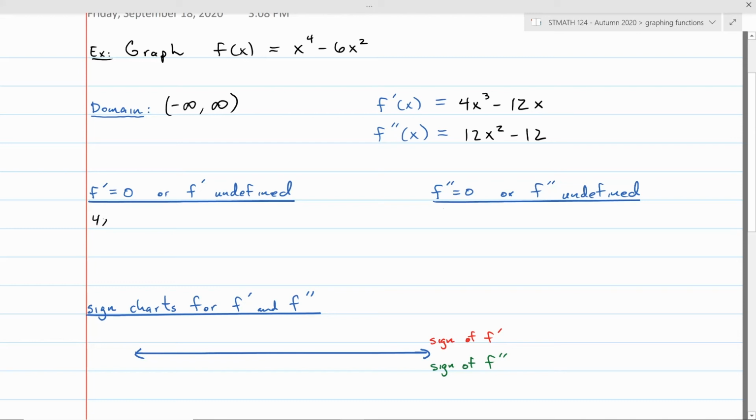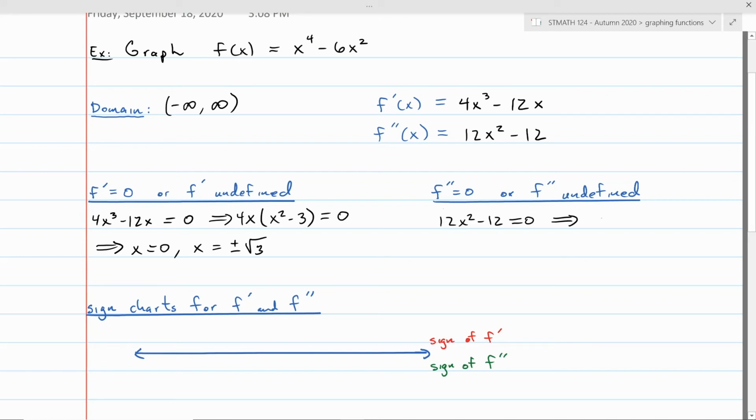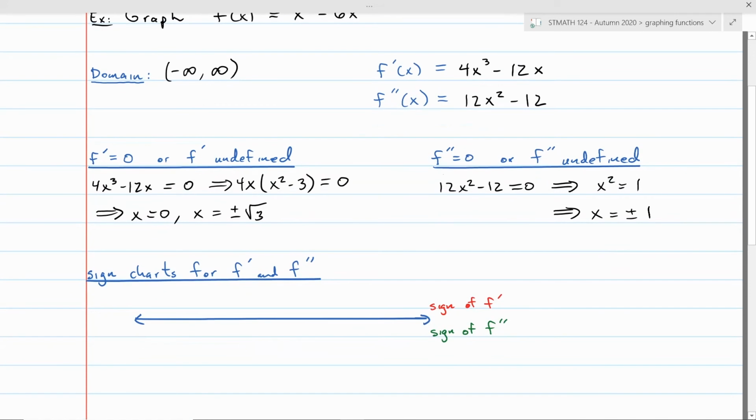So 4x cubed minus 12x being equal to 0. We could factor an x out of that and a 4 if we like. And we'd have x squared minus 3. And so set those factors equal to 0, and you're going to get x equals 0 and x equals plus and minus the square root of 3. So we've got 3 critical points. If we set the second derivative equal to 0, then we see pretty quickly that x squared is equal to 1, so x is plus or minus 1. So 2 possible inflection points.